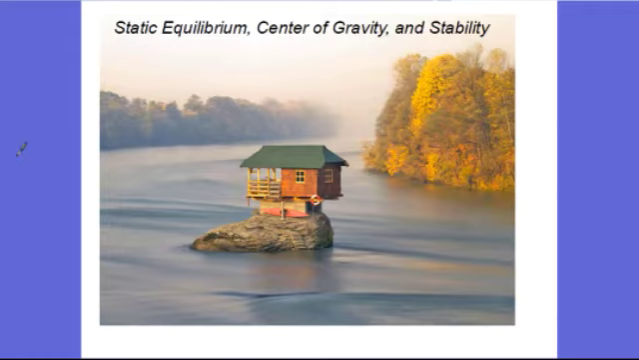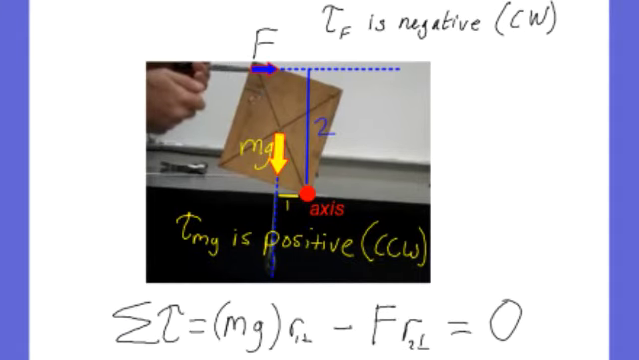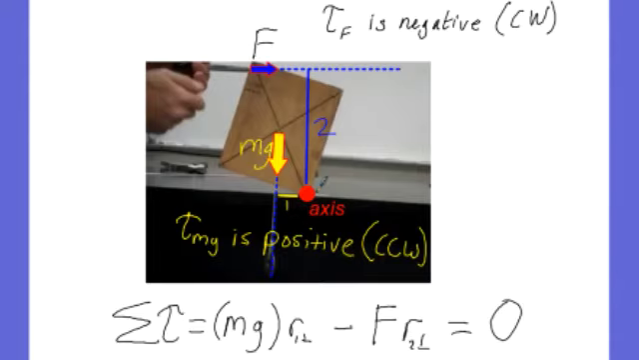Let's talk about static equilibrium, center of gravity, and stability. When I was pushing on the block before it tipped over, there are two forces creating torque about the axis. We're going to use the point of contact with the table as the axis of rotation. So here's the center of gravity of the block, and that's the spot where we can say all of the gravity seems to be acting, or all of the weight seems to be acting. So there is the force of weight, labeled mg.